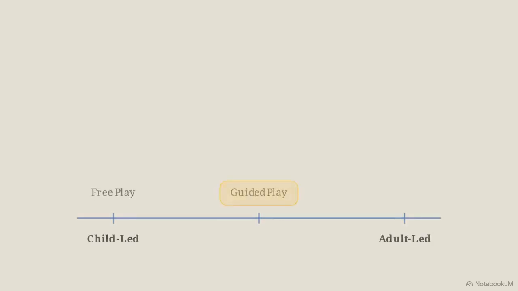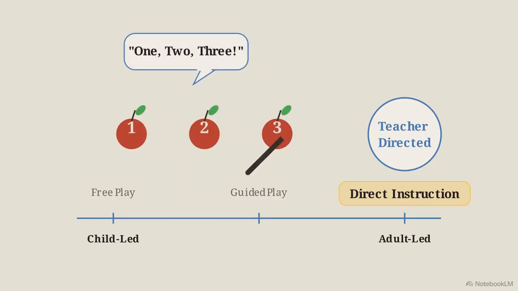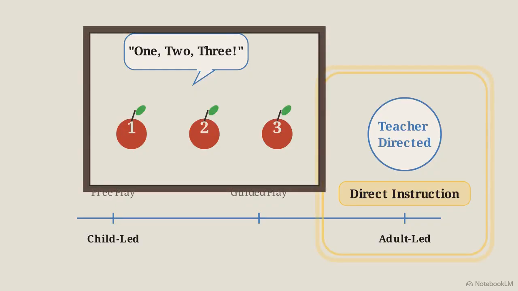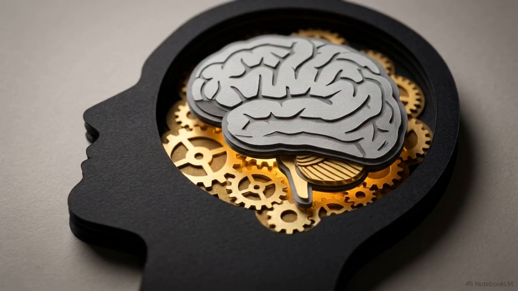On the far right is direct instruction. If an adult dictates exactly which apples to count and what dialogue to use, the experience shifts toward the adult-led side, mirroring a traditional lesson. Utilizing the spectrum allows educators to design early years experiences that are both joyful for the child and rigorously goal-oriented for the teacher. This approach aligns with how the brain matures.